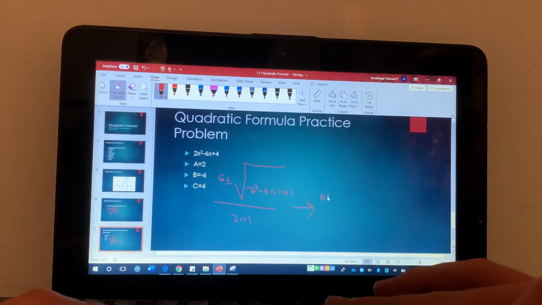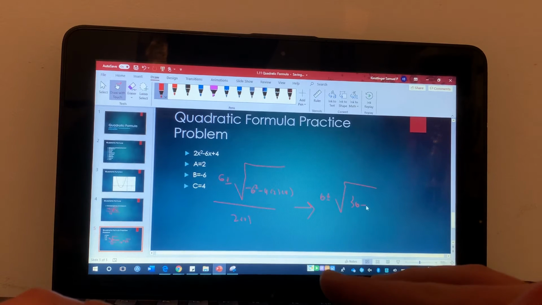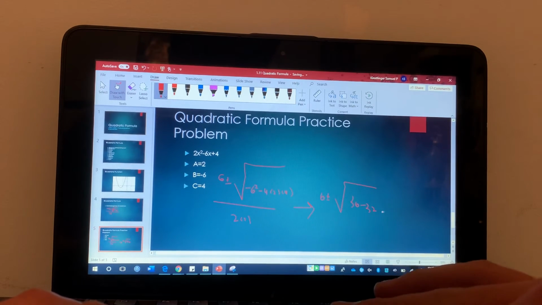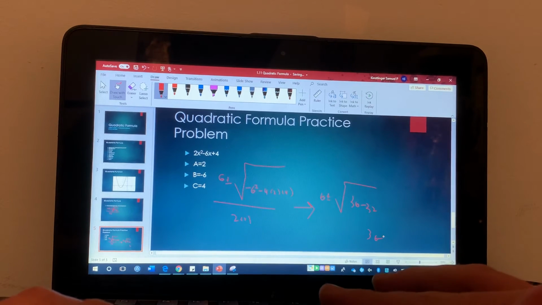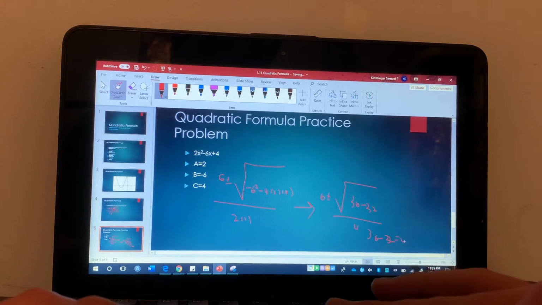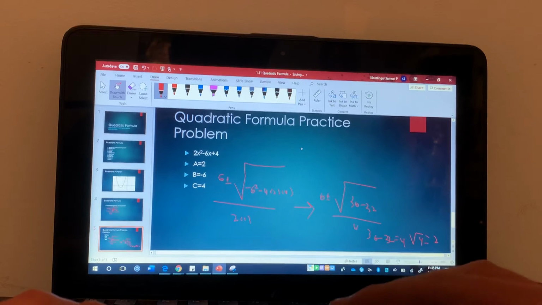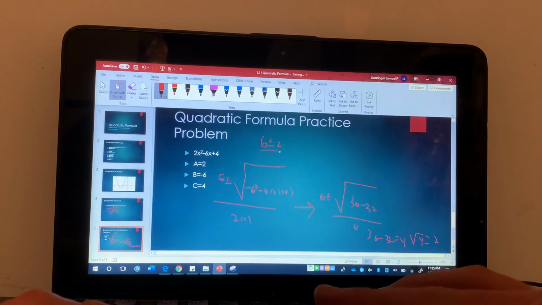That's the same thing as writing 6 plus or minus the square root of 36 minus 32. Now we know that this is going to be 4. Sorry, 36 minus 32 equals 4, and the square root of 4 equals 2. So we have 6 plus or minus 2 over 4.